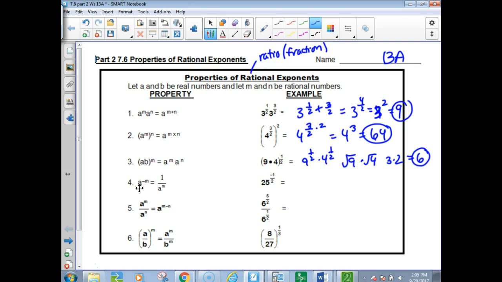The next property is the property of negative exponents, which is you write the reciprocal to get the exponent to be positive. So 25 to the negative 1/2 would be 1 over 25 to the positive 1/2. And the 1/2 exponent means the square root. So we have 1 over the square root of 25, which is 1/5.